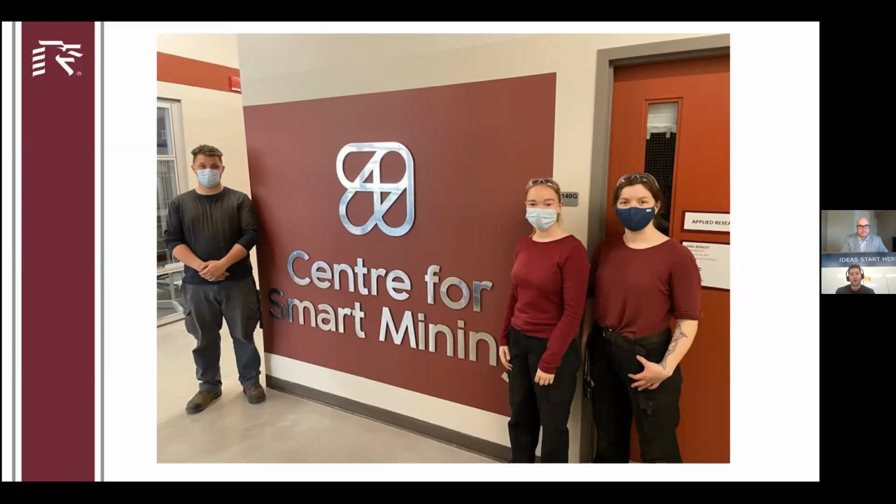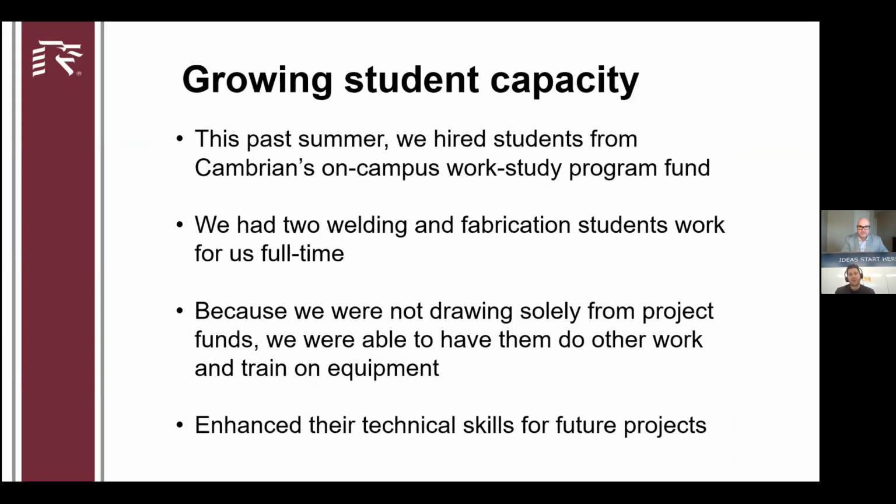This is just one example, but I think it's worth highlighting because this is not a project activity. We have these students, Darby and Sam. Sam is on the left and Darby is on the right. Catherine is the furthest on your right. She's currently not working with us anymore, but we still have Sam and Darby working for us. The interesting thing is that Sam and Darby work for us on projects, so they're paid for by project activity budgets. But over the summer, we actually hired them full-time through Cambrian's on-campus work study program.